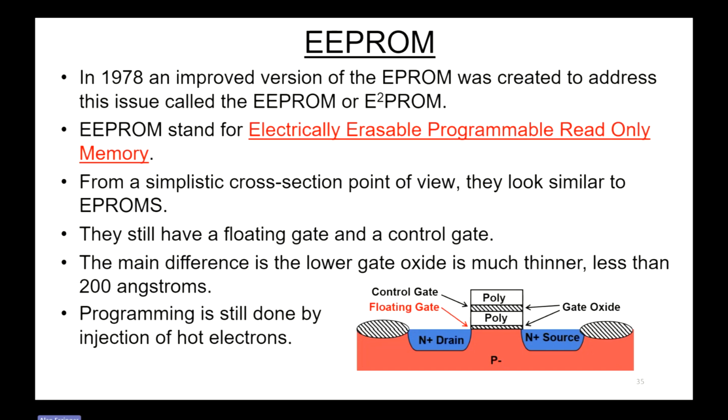So in 1978, an improved version of the EEPROM was created to address this issue. And the new EEPROM is called an EEPROM or E squared PROM. This stands for electrically erasable programmable read-only memory. And from a simplistic cross-section, it looks very similar to the original EPROM. They still have the floating gate and a control gate.